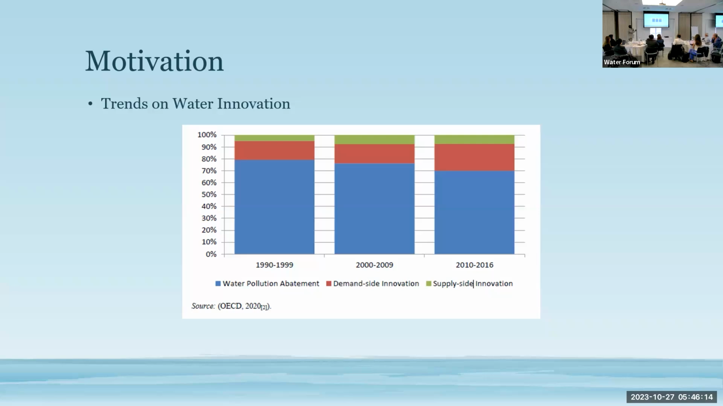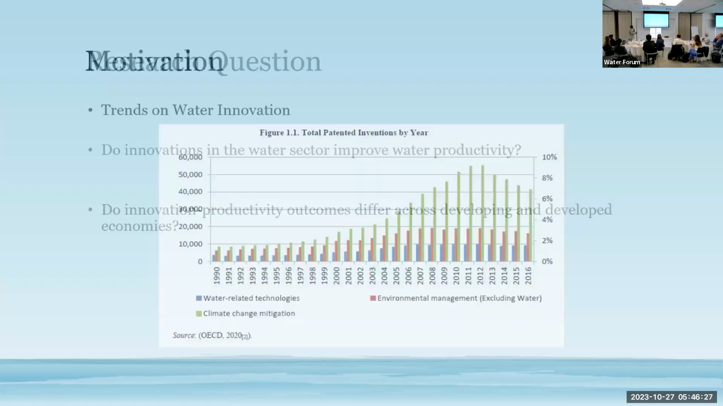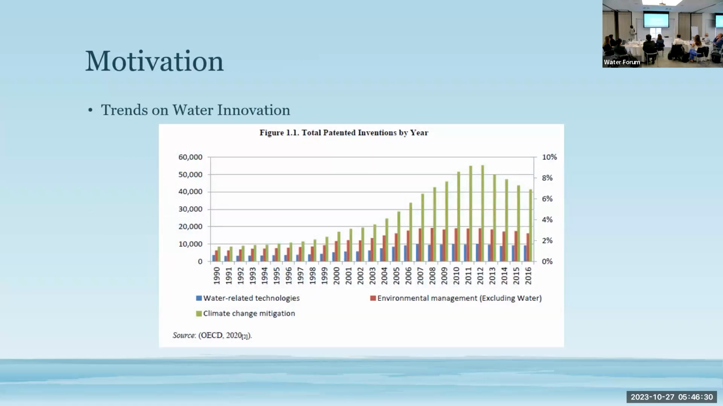Relative to other types of innovation, water innovation remains relatively low. Again, this is more data from the OECD database. You can see that water-related innovations remain relatively low, although with a slight trend upwards over time. Climate change mitigation technologies have taken off significantly. Environmental management technologies have also taken off significantly relative to water innovation.